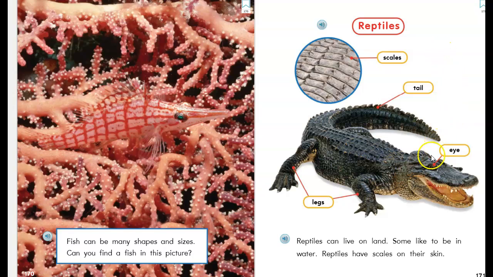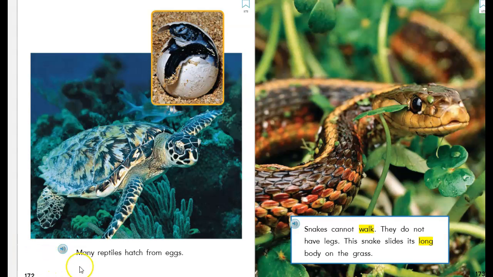How do you think this alligator skin would feel if you were to touch it? What do you think the scales would feel like? They would probably feel rough and bumpy. Many reptiles hatch from eggs.